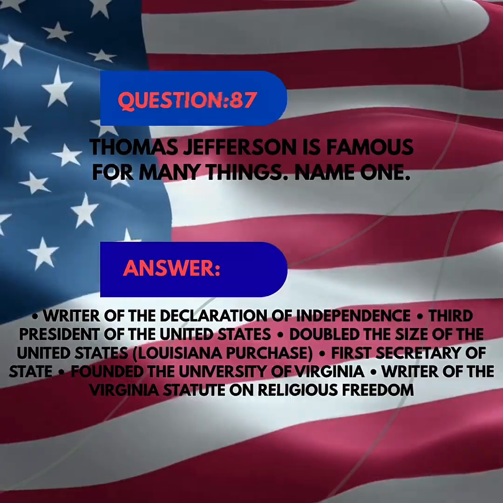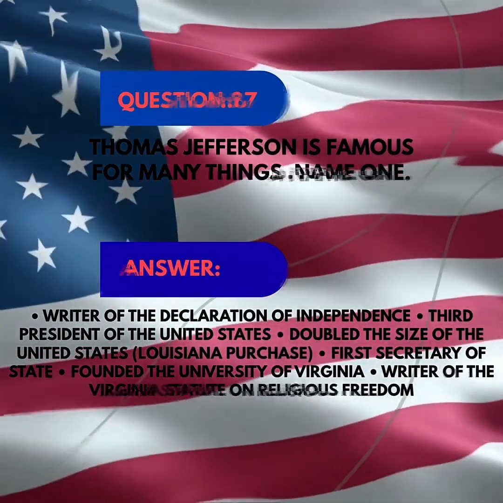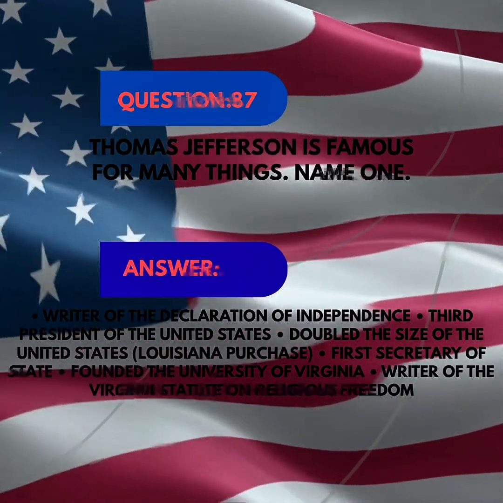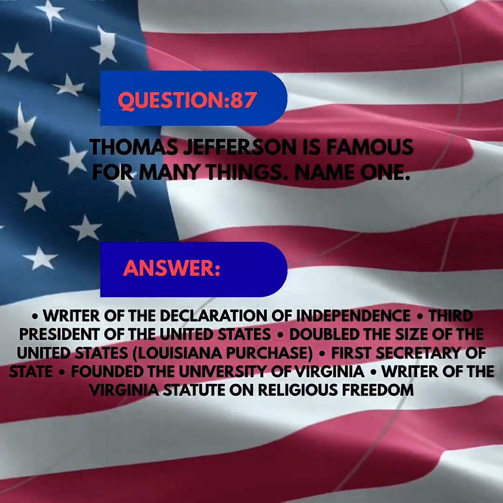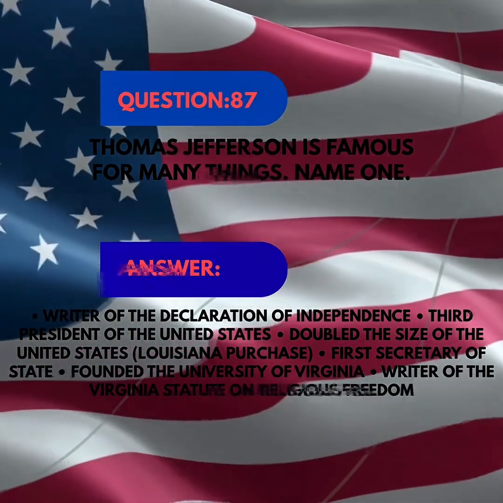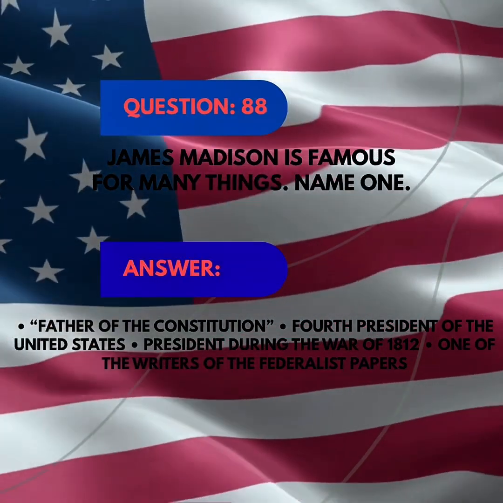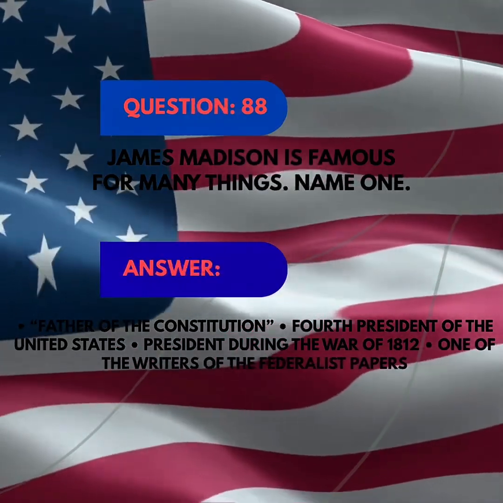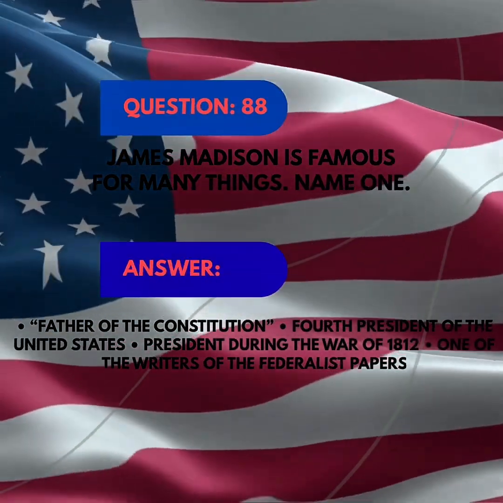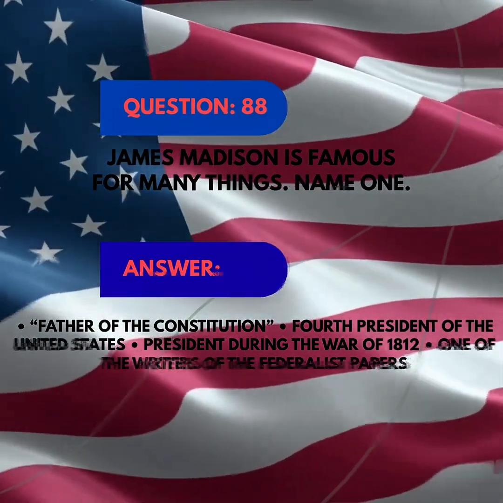Question 87. Thomas Jefferson is famous for many things. Name one. Answer: he wrote the Declaration of Independence, was the third president, doubled the size of the U.S. with the Louisiana Purchase, and founded the University of Virginia. Question 88. James Madison is famous for many things. Name one. Answer: he was the father of the Constitution, the fourth president during the War of 1812, and one of the writers of the Federalist Papers.